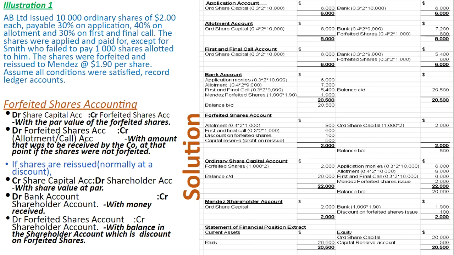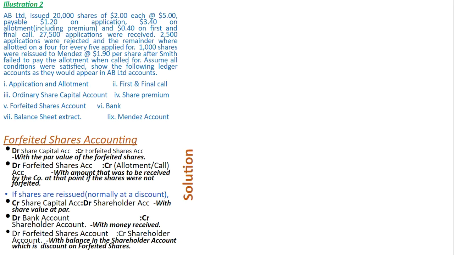Next, we are going to look at another illustration. This time we are going to be combining the application and allotment accounts. So our illustration 2 question reads: AB Limited issued 20,000 shares of $2 each at $5 payable, $1.20 on application, $3.40 on allotment including premium, and 40 cents on first and final call.